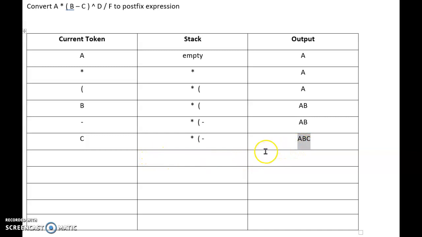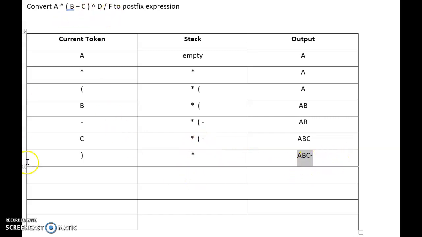Now the next thing we have is a closed parenthesis. Here's where it gets interesting. One of our rules is that when you have an open and a closed parenthesis, you have to pop everything off the stack in between them. In this case, it would be just a minus. So we pop that minus off the stack, and the minus appears after ABC. Now all we have on our stack is multiplication, because we had to pop off the parenthesis and the minus. Now we have A, B, C, minus.